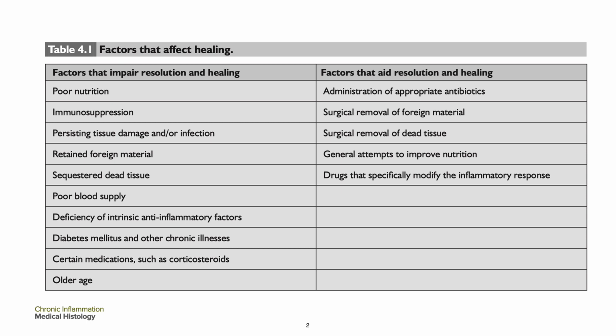In this Table 4.1, these are the factors that affect healing. Chronic inflammation usually heals by fibrosis, and it is tabulated what the factors are that impair resolution and healing and the factors that aid resolution and healing.